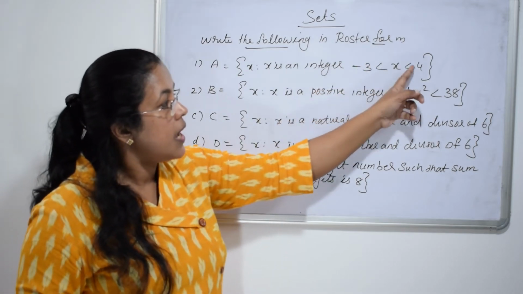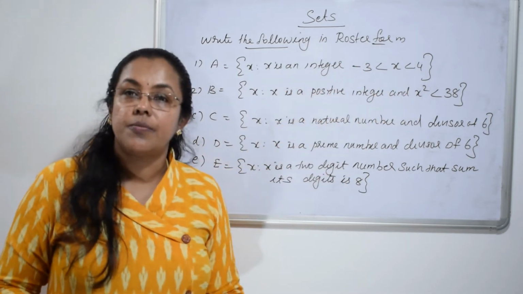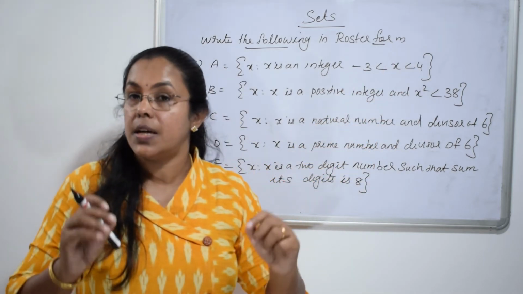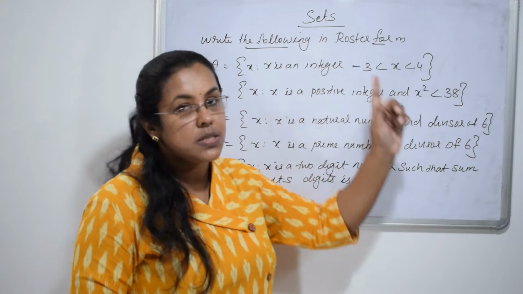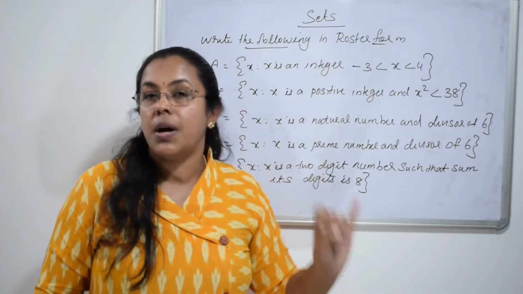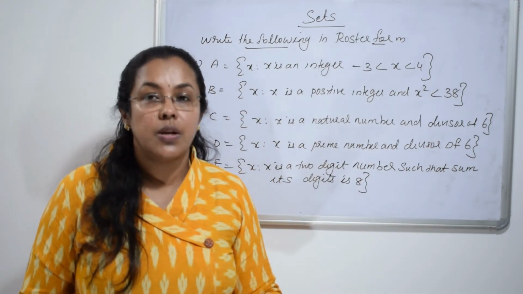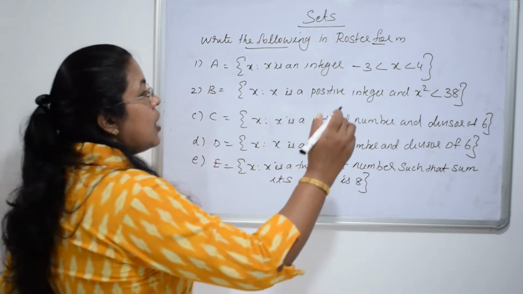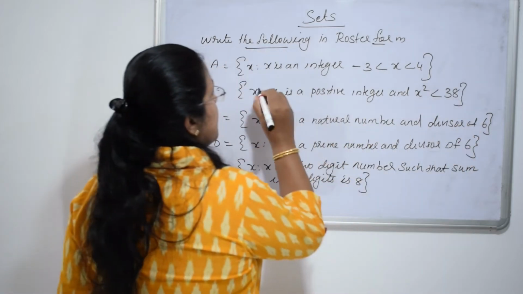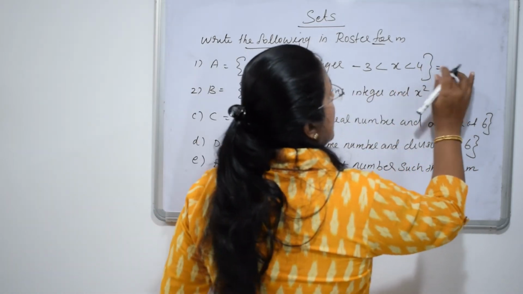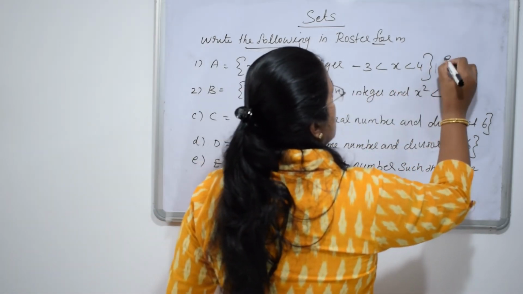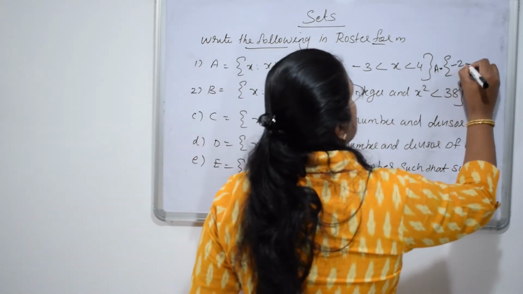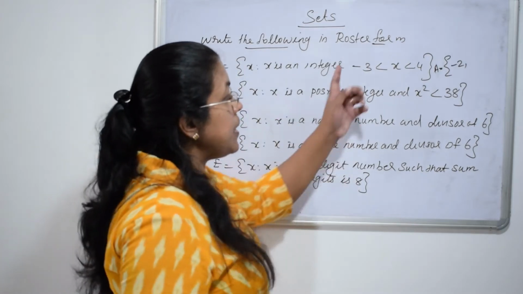Minus 3 less than x less than 4. x is an integer. What are the integers lying between minus 3 and 4? Exactly. Minus 2, minus 1, 0, 1, 2, 3. That is the answer, so list all the elements. I am writing it here. So the answer is A is equal to, between minus 3 and 4.